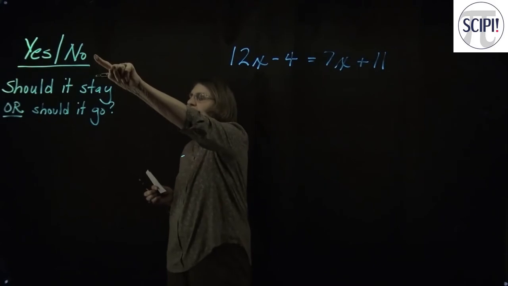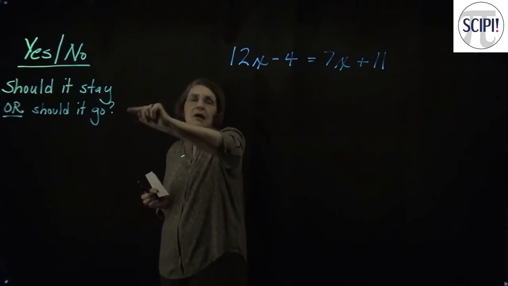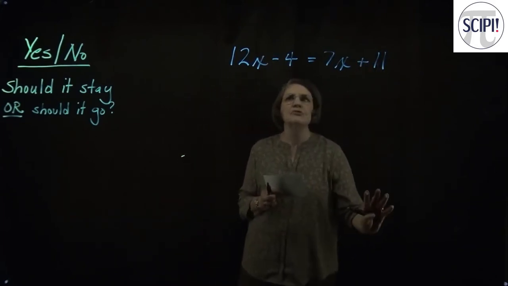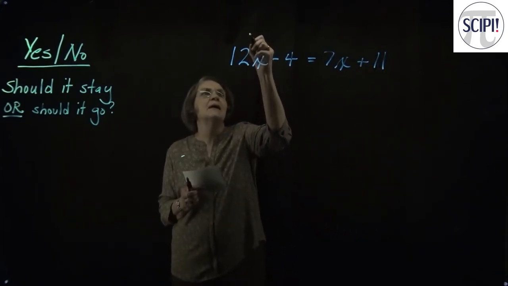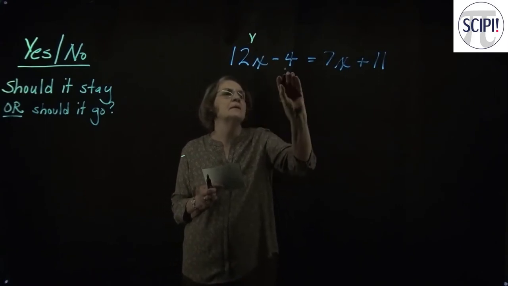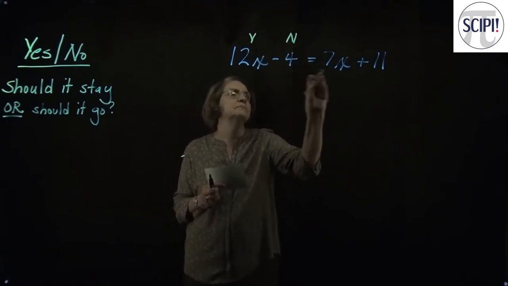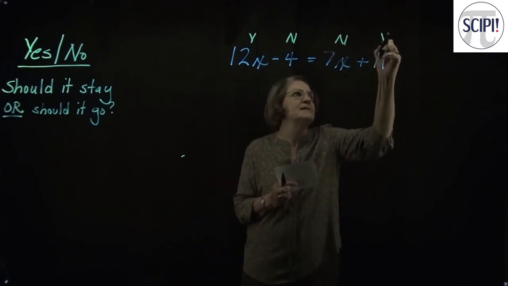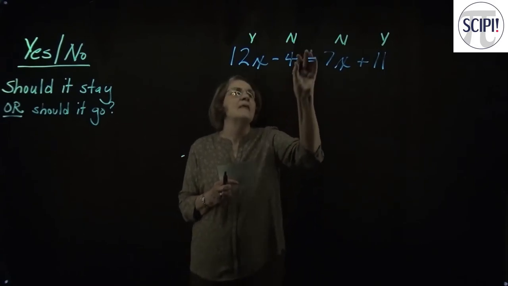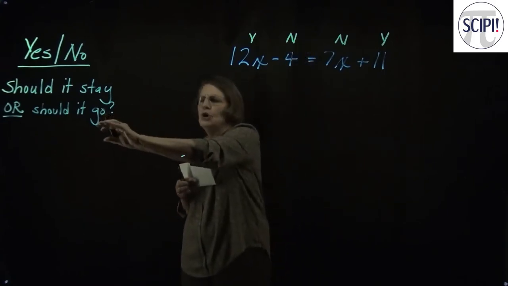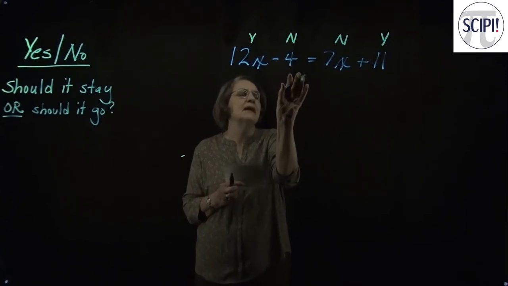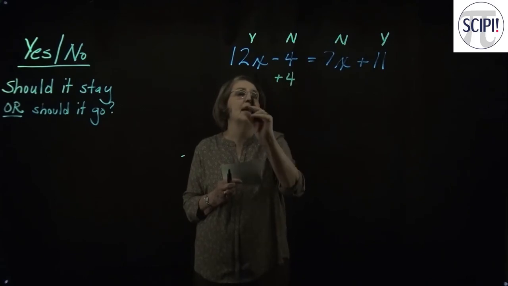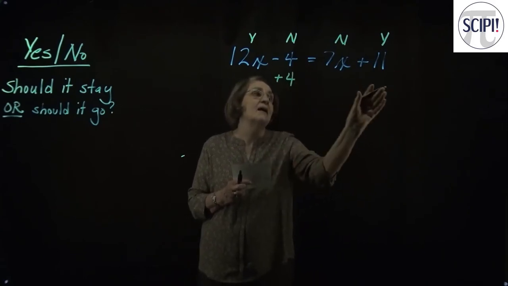Well, let's do yes, no, should it stay or should it go? All right, remember we've made the rule, variables left side, numbers right side. So this is in the right spot. We're going to put a Y for yes. Uh-oh, wrong spot. How about the number? Right spot. All right, so we know that the no's have to go. So how do I get rid of a negative 4? Anybody? Okay, Abigail's right. We're going to add 4, and if I do it to this side, I have to do it to this side.